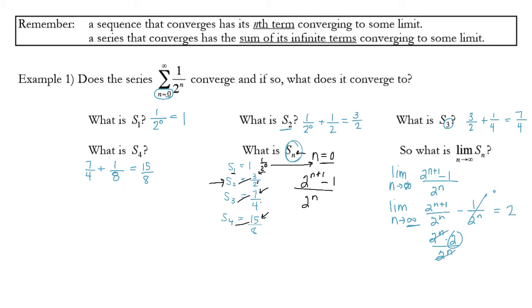So again, we can go back up to the previous statement, which tells us to remember that a sequence that converges has its nth term converging to some limit. And so we notice we found that convergence to some limit. A series that converges has the sum of its infinite terms converging to some limit. And so we've just shown that.